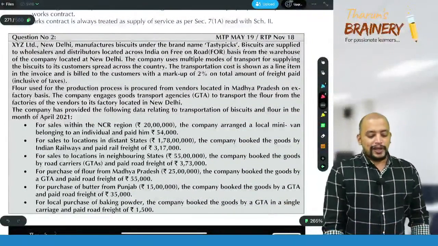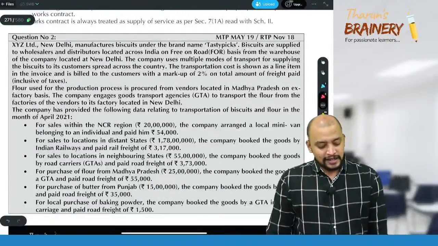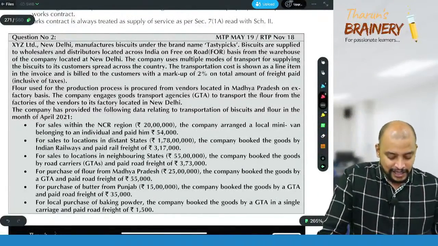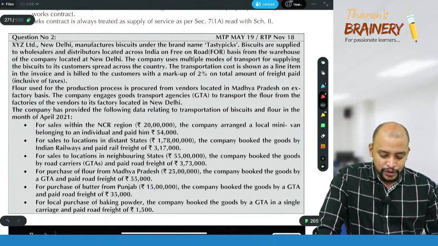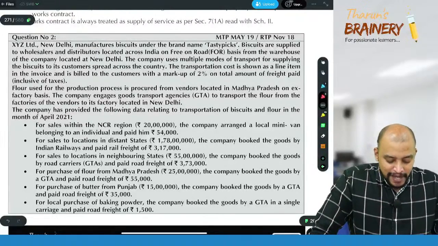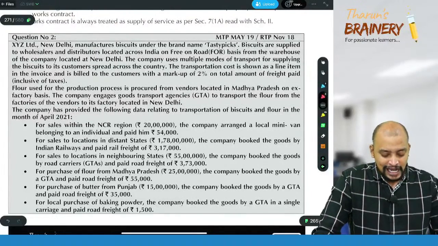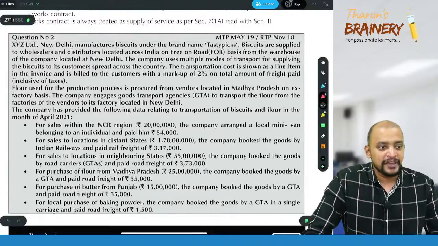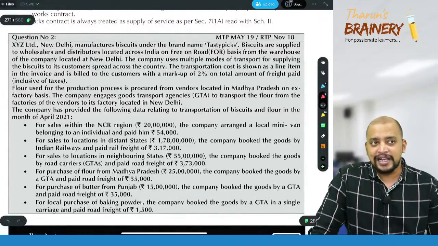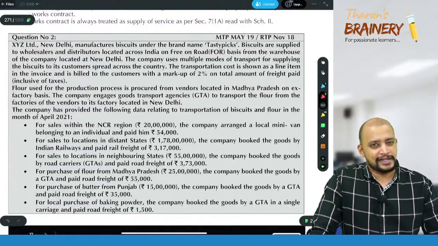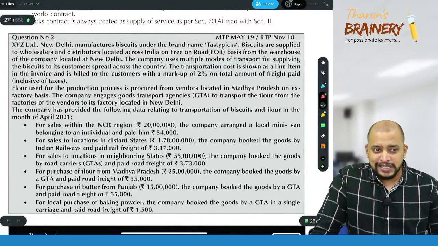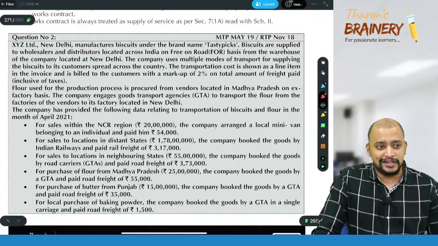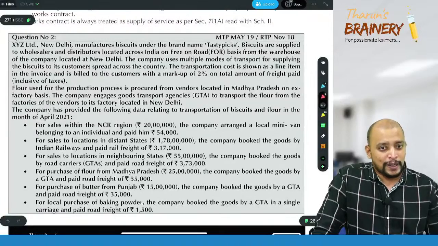For sales to location in distant states, 1 crore 78 lakhs is the value. The company booked the goods by Indian Railways and paid rail freight of 3 lakh 17,000. First, rail freight taxable or not? Taxable. Specified goods exempted. Biscuits is not in the specified goods. Therefore, it will be taxable.